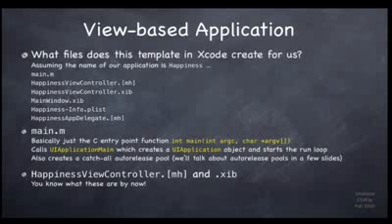All right? HappinessViewController .m, .h and .xib. Hopefully by now you know what that is, right? That's your controller. The view-based application template in Xcode creates a controller. The window-based application template does not. Okay, and we're going to be doing the second one today.